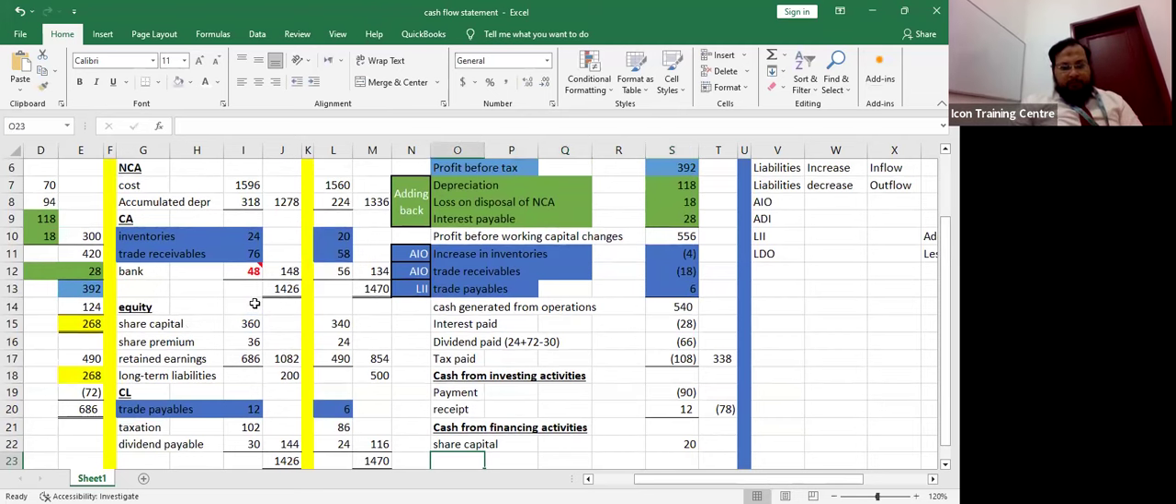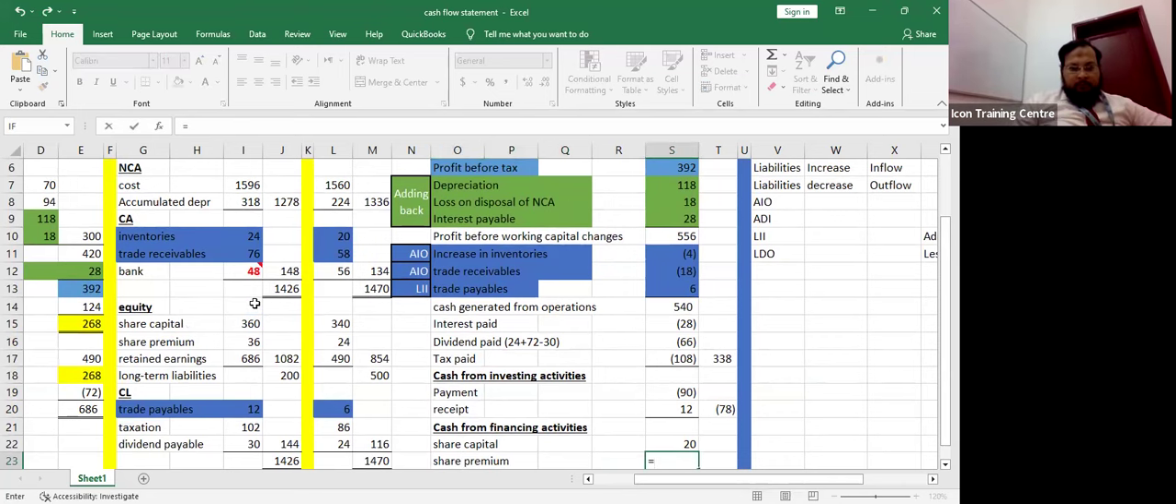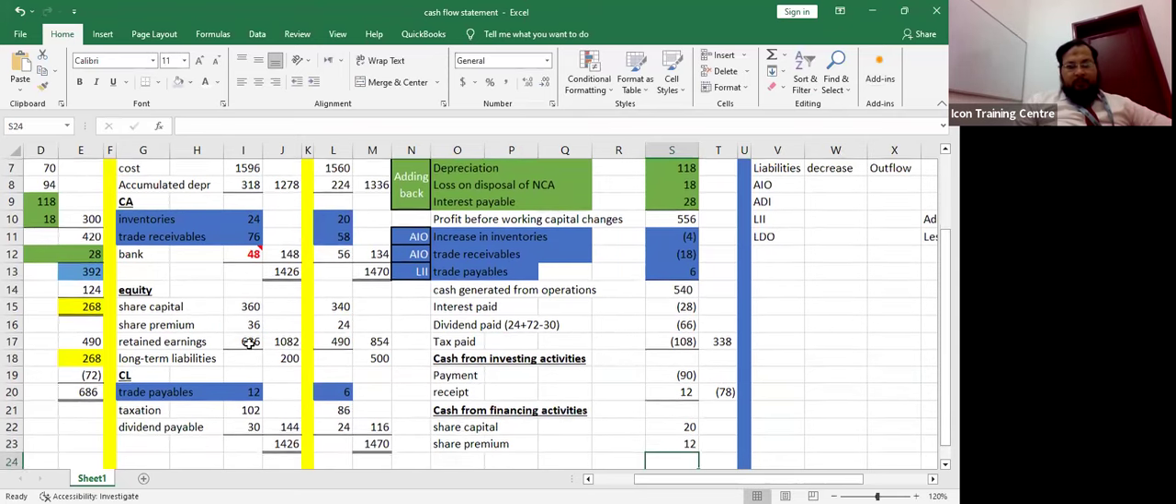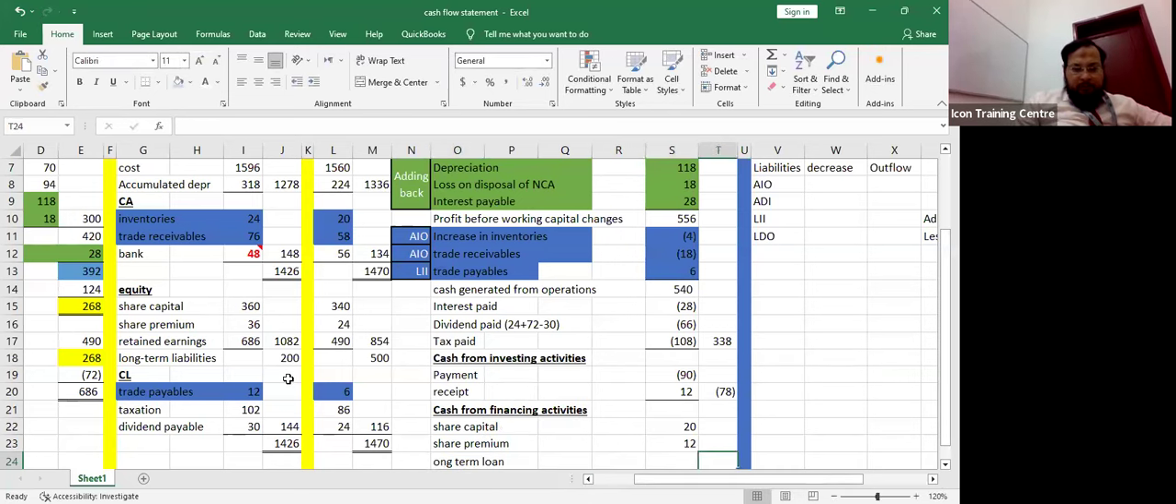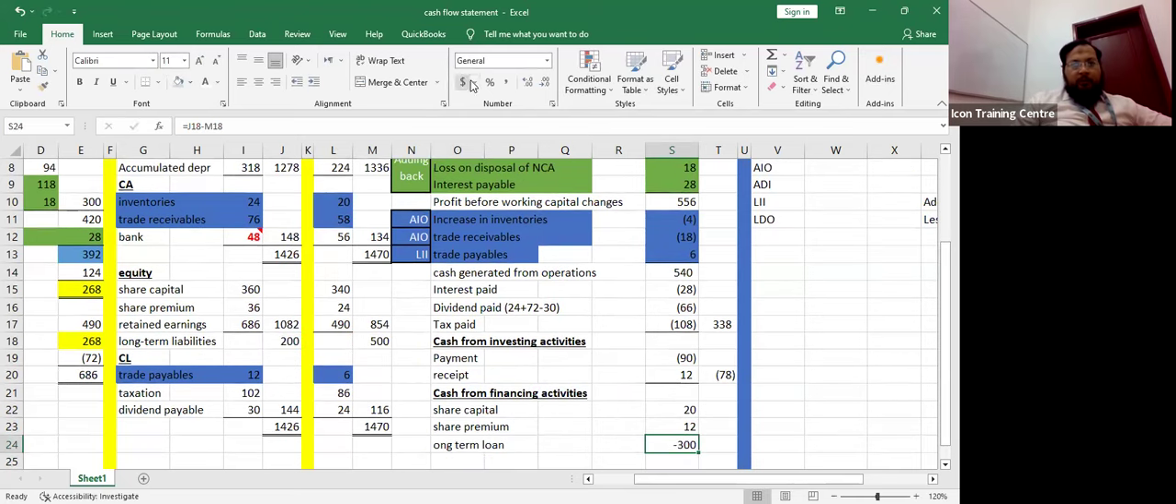Then we have share premium. Increasing, decreasing? So when liability increases, inflow. Long-term loan: increasing, decreasing? Decreasing. So when the loan is decreased, it is outflow. So we put minus here because we are paying it, right?